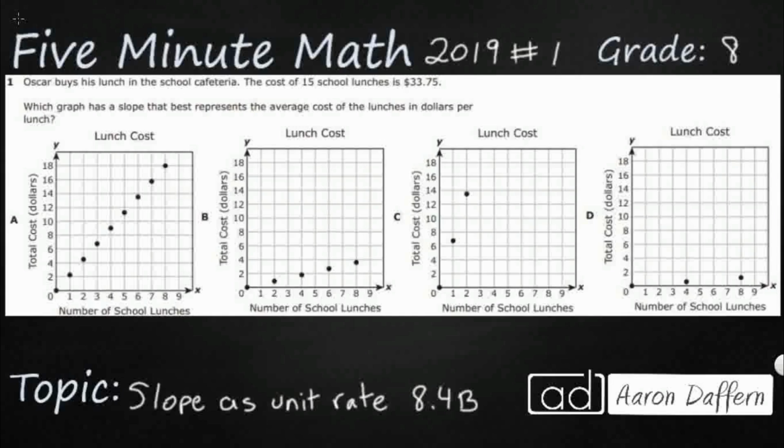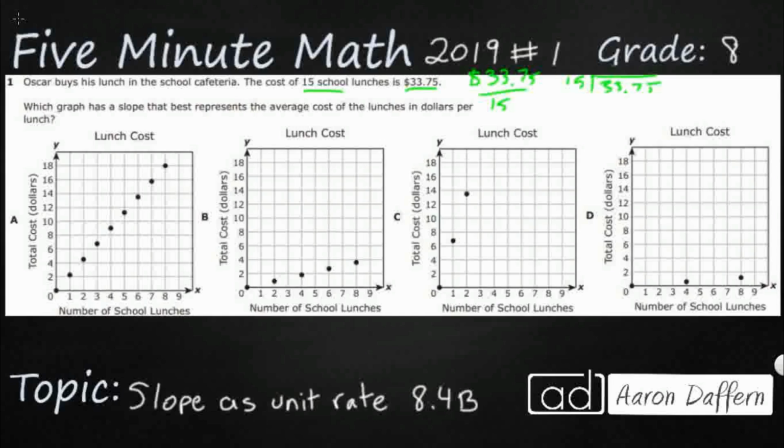So we've got Oscar buying lunch, and we've got 15 lunches, and that costs $33.75. And so I want to know how much it costs per lunch. So all I know right now is that it's $33.75 for 15 lunches. So what does it mean to get it for one lunch? Well, let's just divide up. Let's just take that 15 and go into $33.75 to find that unit rate, because we need to find the graph that best represents that.